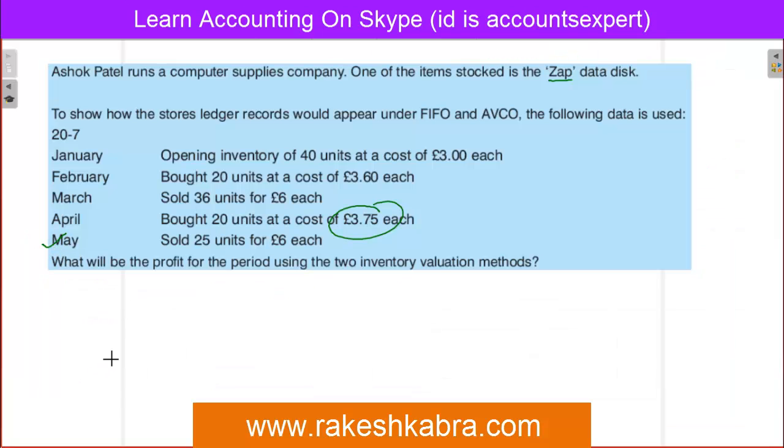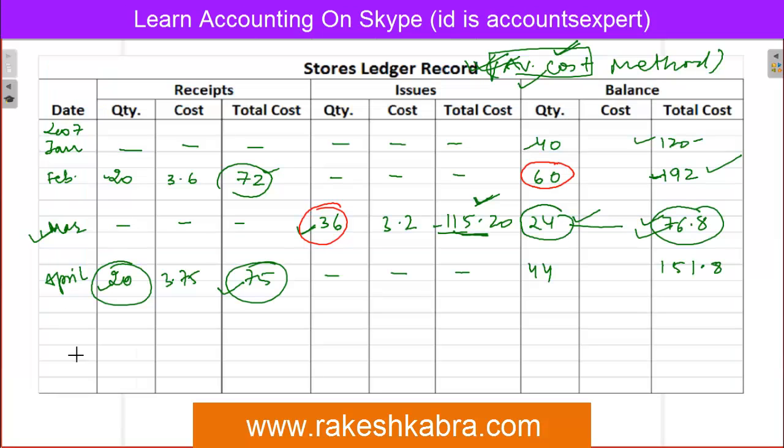And after April, see what happened. In the month of May, what happened? Tell me. Yes, 25 units we sold. So first we will value the cost of goods sold in the month of May. How many units we sold? There is no receipt, no purchase. We sold 25 units. So first we have to compute the rate. See how we will compute the rate.